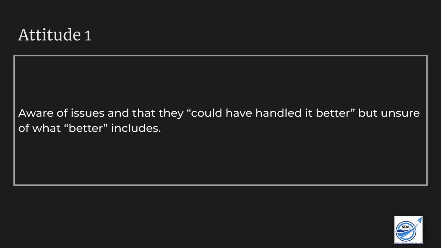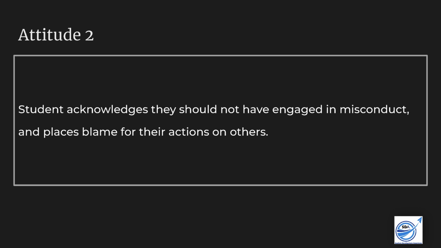With attitude 1, they are aware of issues that they could have handled the situation better, but they're unsure of what better includes. With attitude level 2, a student acknowledges they should not have engaged in the misconduct and they place blame for their action on others. They say, yes, I understand that I should not have struck that person. However, they should not have provoked me to punching them. Attitude 2 can also be for less severe incidents, something like saying, I was never told that.